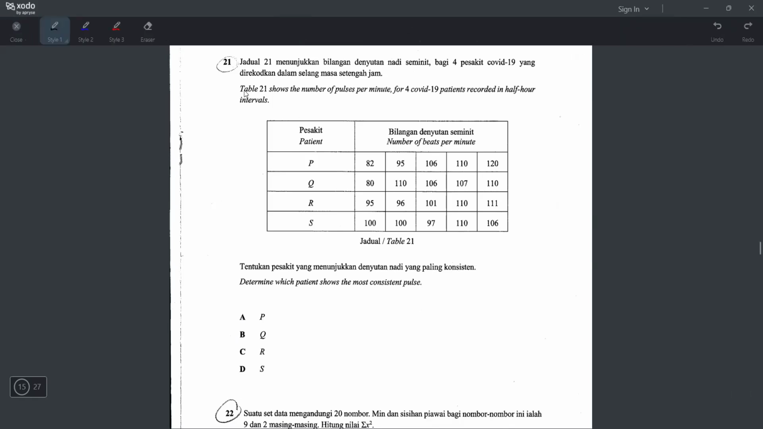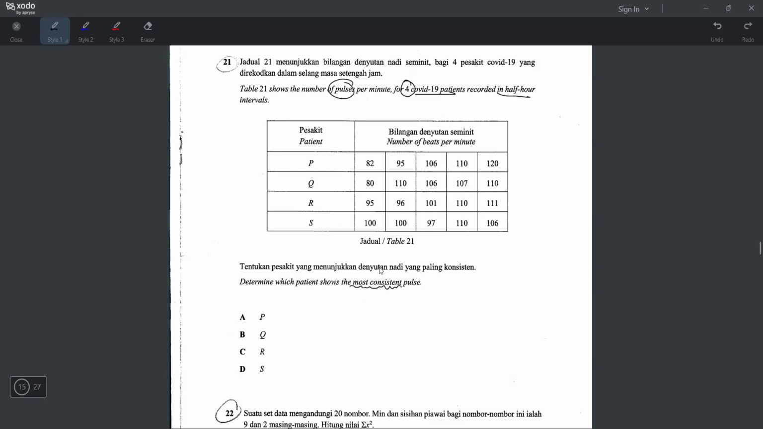Okay, 21. Table 21 shows the number of pulses per unit for 4 COVID-19 patients recorded in half-hour intervals. So there are 4 COVID patients, and every half an hour, every 30 minutes, the nurse will come in and measure the heartbeat, right? So this is the first 30-minute heartbeat, the second 30-minute, and so on. Determine which patient shows the most consistent pulse.